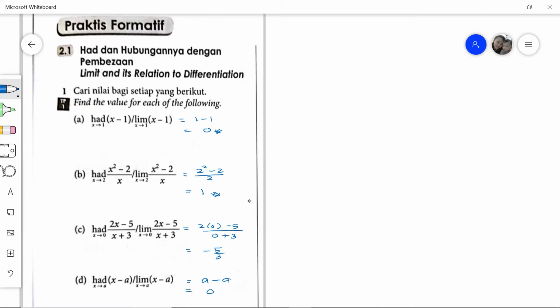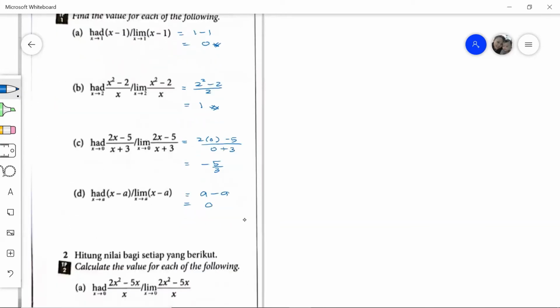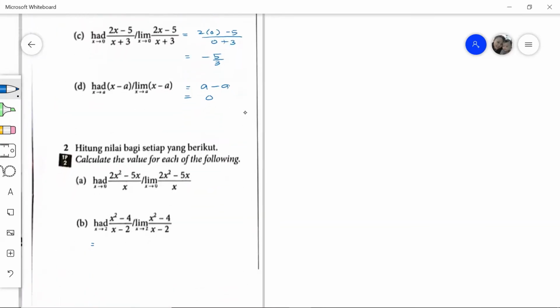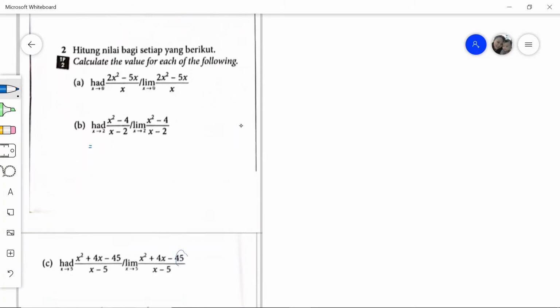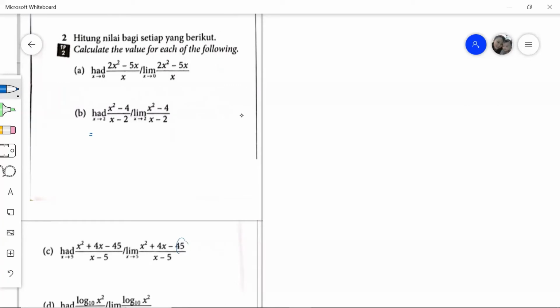Okay, let's move on to question number 2. Now, in question number 2, you will notice that if I were to do the direct substitution, I will get the value of the denominator equivalent to 0. And in this form, a over 0, the answer is undefined. If you key in your calculator, you will notice that you get the math error message from the calculator.